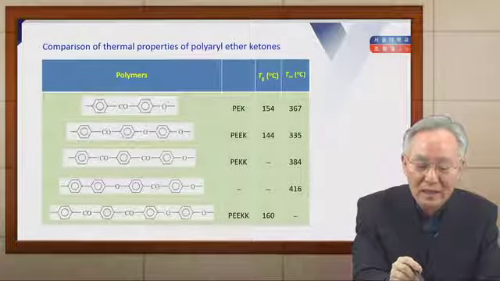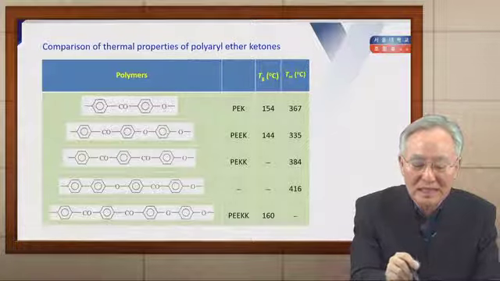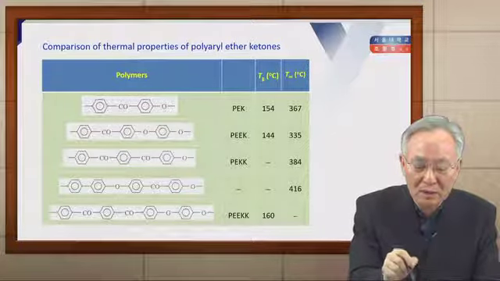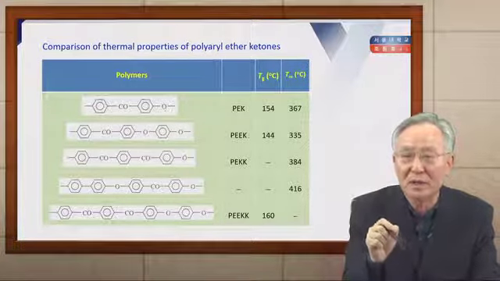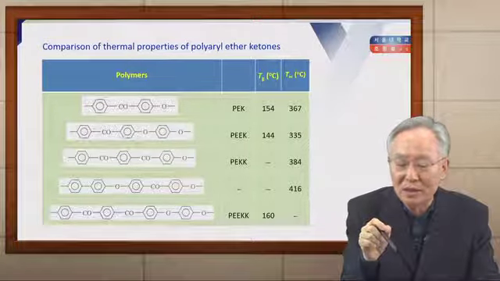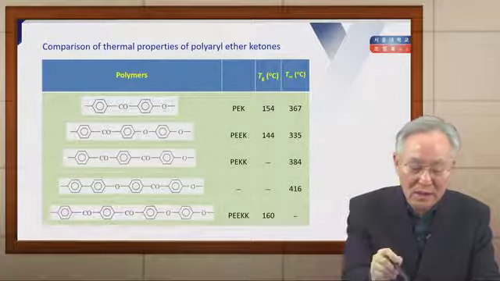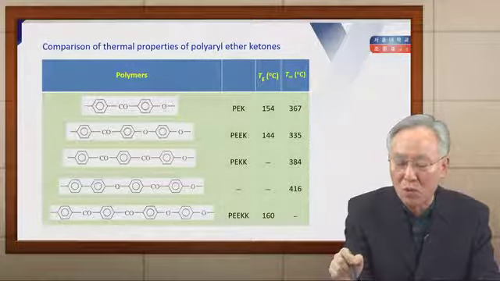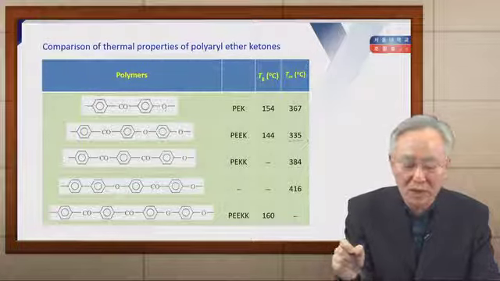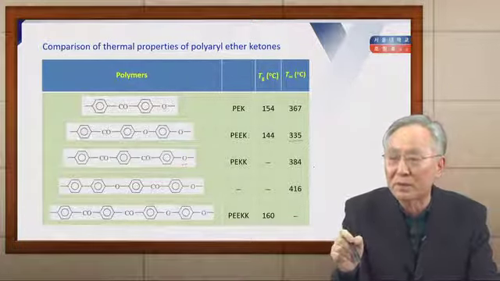ether content here is 50%. What about this one? The ether content is 66%. And what about this? This is 33% ether content. As the ether content increases, the thermal properties decrease. This one, with the highest ether content, has the lowest melting temperature, and this one, with the lowest ether content, has the highest melting temperature.